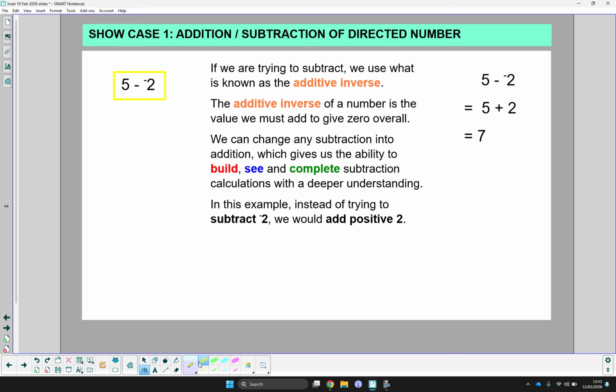And we wouldn't dive straight in with this. We would do a bit of work just establishing what a zero pair is and what the additive inverse is. And we found that pupils do struggle to make the jump initially, but once they make this jump of using the additive inverse, it really helps them with their directed number arithmetic.